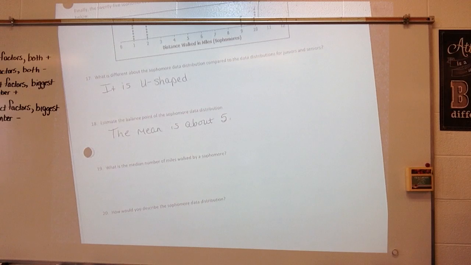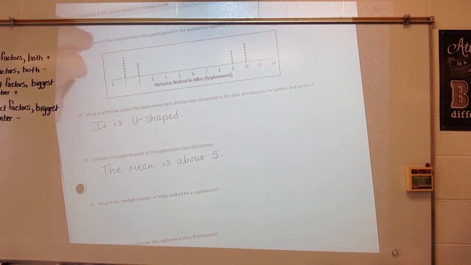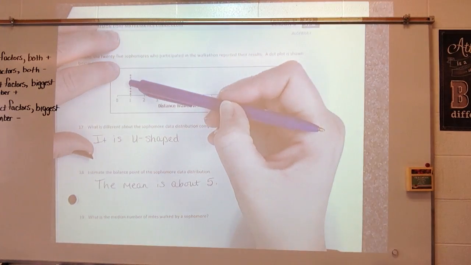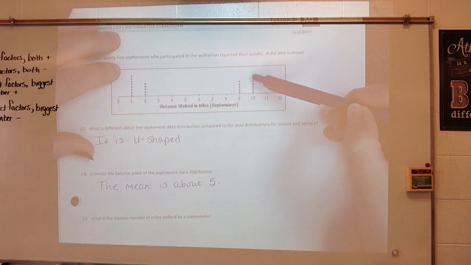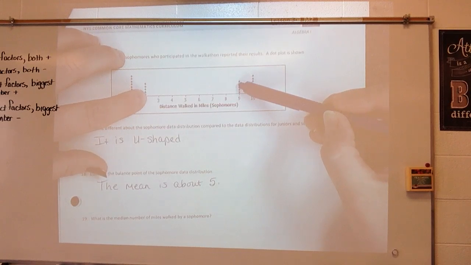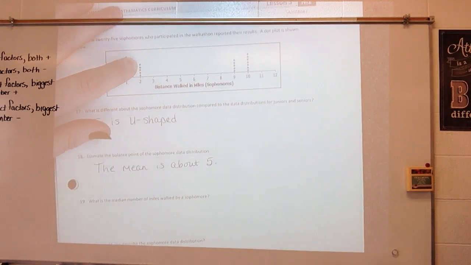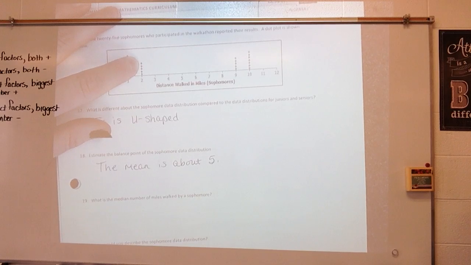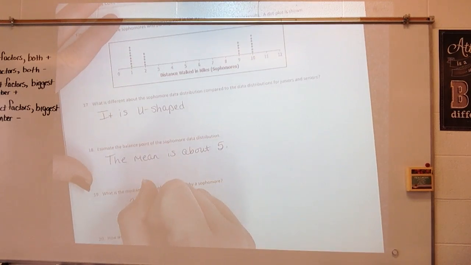What is the median number of miles walked by a sophomore? There's 25 values, so I count through them from the bottom. The median is 2.